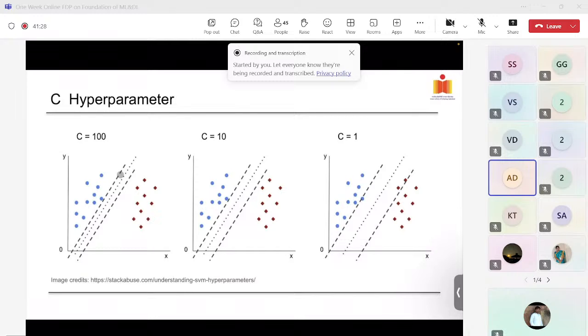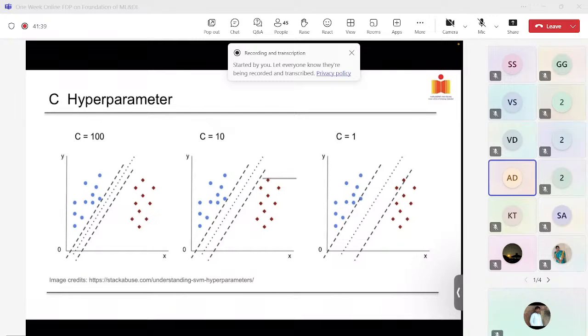Again, there is no one correct value. You have to just try a bunch of different C values and identify which is helpful for your particular use case. So this is the hyperparameter C.